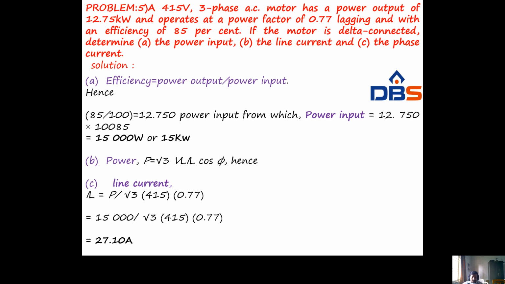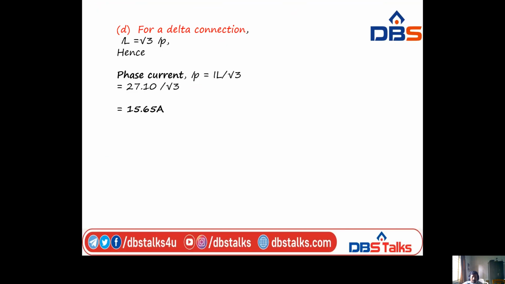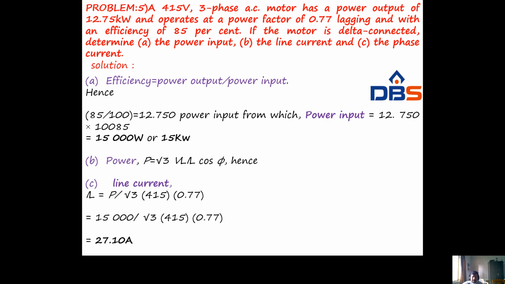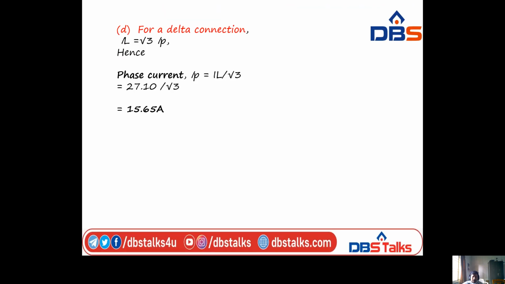For delta connection, line current IL is equal to root 3 I phase. So phase current I phase is equal to IL by root 3, 27.10 by root 3, that is equal to 15.65 amperes.